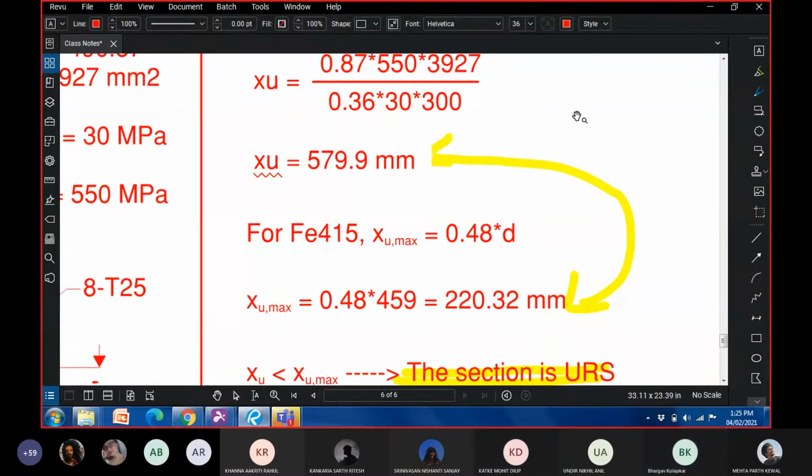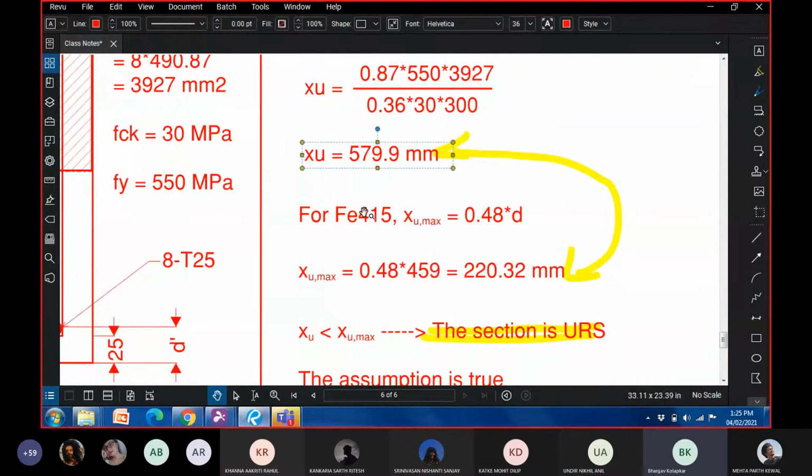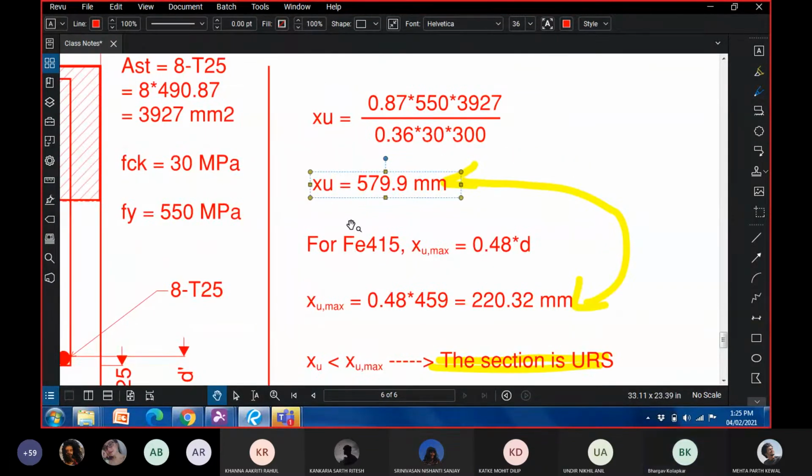579.9. Okay, so this is our XU. Now, the next step is to compare the value with XU max, and only then we can say if the section is under reinforced, then our assumption is true.